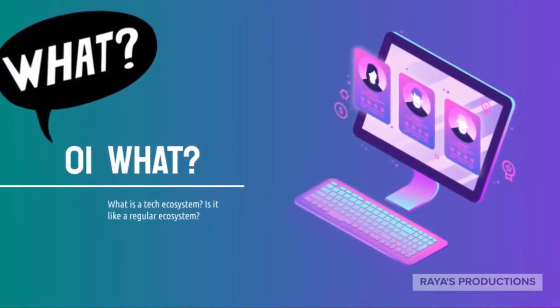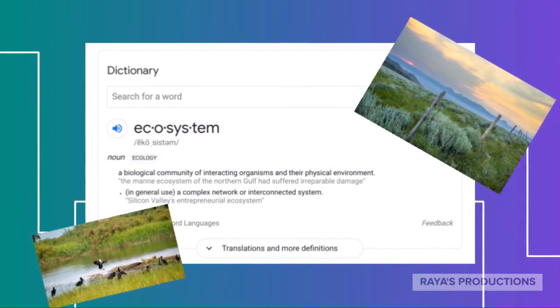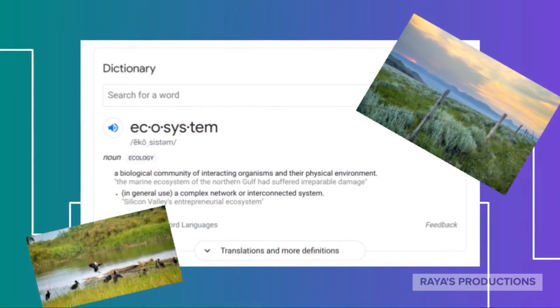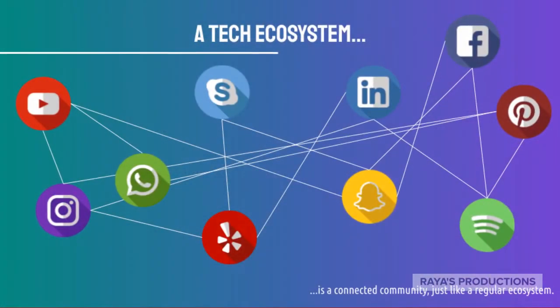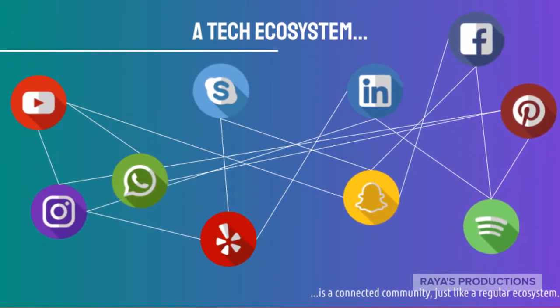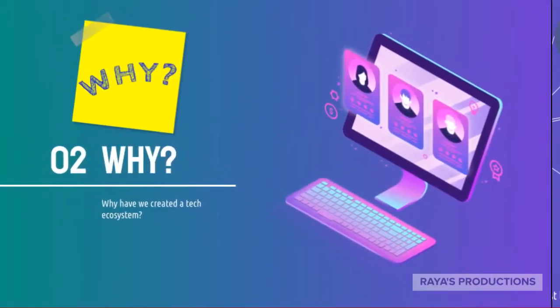First, let's define what is a tech ecosystem. According to Google, an ecosystem is a complex network or interconnected system. A tech ecosystem is the same. It is an interconnected community, only instead of animals and organisms, there are apps and websites.